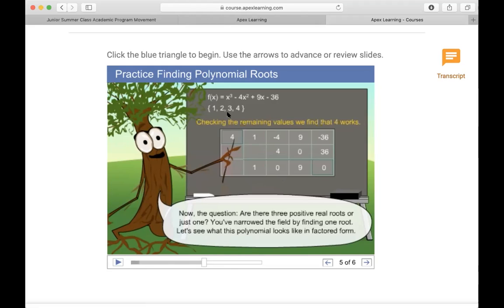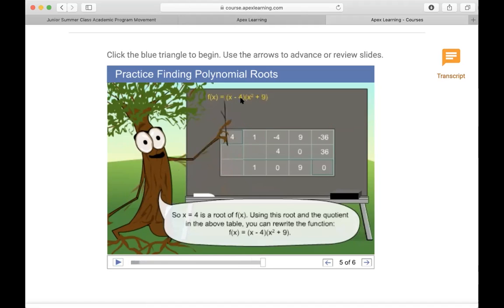So again, we plug in 4, and we look at our 1, -4, 9, and -36. When we plug that in, we find out that 4 is a factor. Since 4 is a factor, we can rewrite our original expression now considering that 4 is a factor. That gives us x squared plus 0x plus 9.